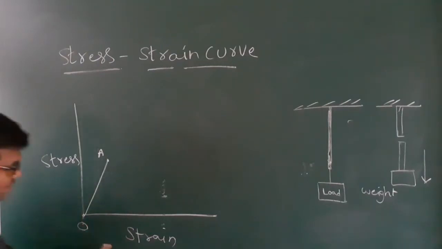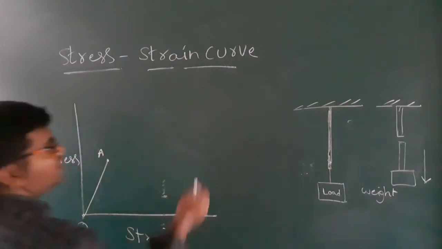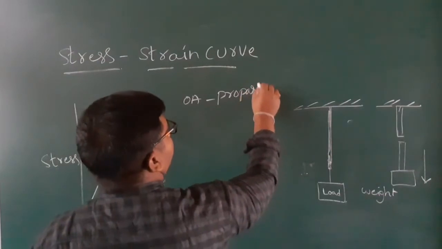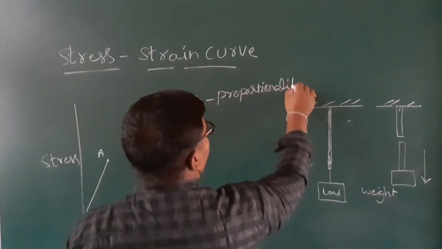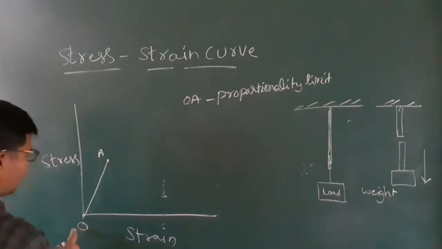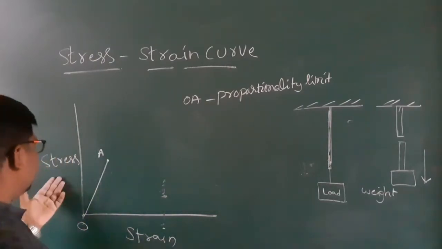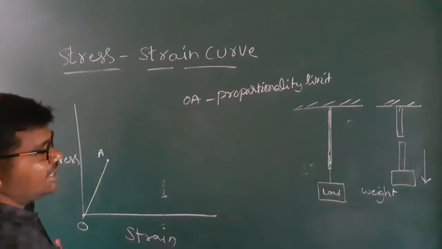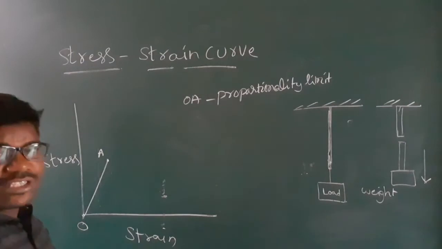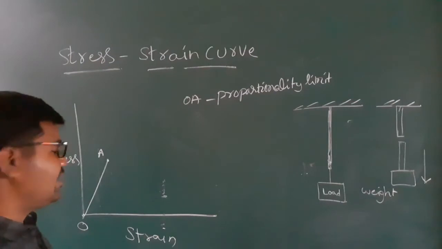So stress is directly proportional to strain. Stress increases, strain also increases. Understand? So OA means proportionality, the proportionality limit. At OA, whenever stress is applied and strain is observed, stress is directly proportional to strain. Both are increasing, and vice versa. So if strain increases, stress also increases. If stress increases, strain also increases.